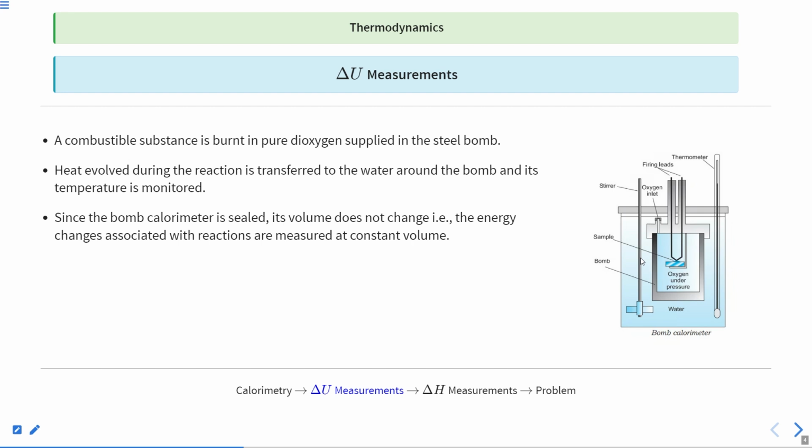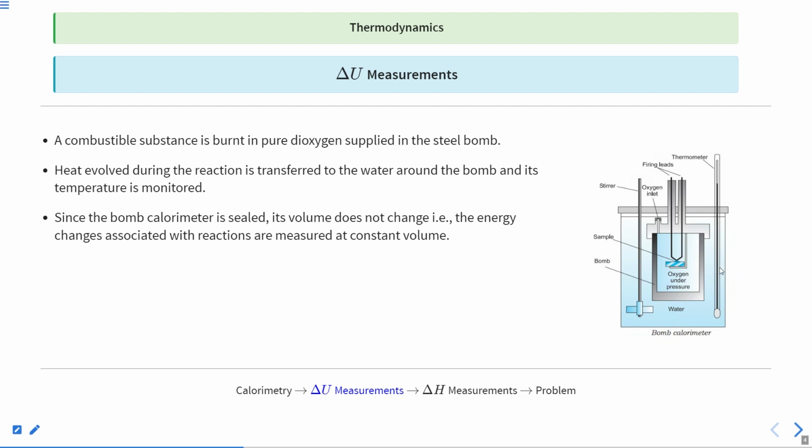We are doing all this to ensure that the volume does not change. If there is volume available for the gas or the product to expand, then the volume will change, but we don't want that to happen, right? So for that reason we are putting a lid here so that the volume remains constant. Clear?